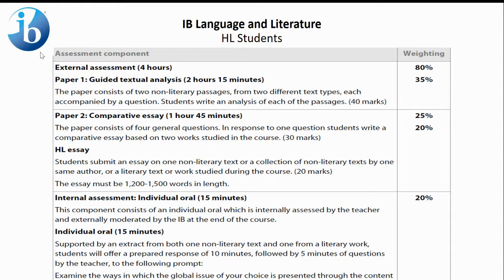So they will sit at the end of the course in Year 13, Paper 1, which is guided textual analysis of texts that are unseen, in which they demonstrate their understanding of the construction of non-literary texts. And then in the second paper, they write a comparative essay based on two texts that we have studied as part of the course.